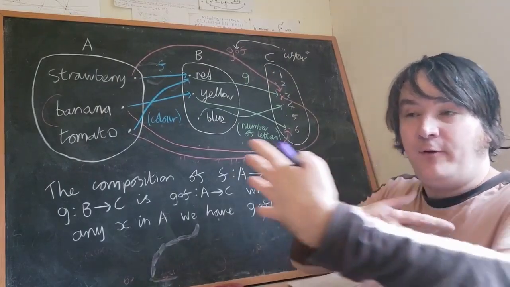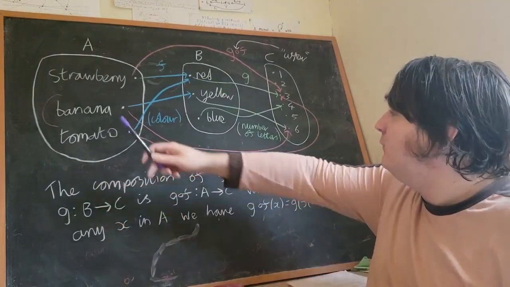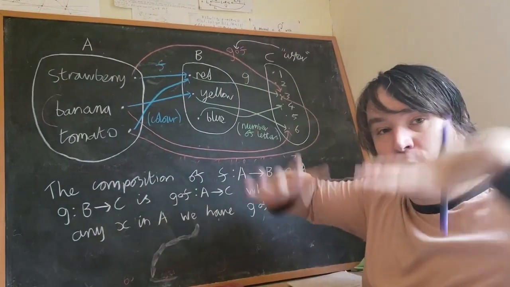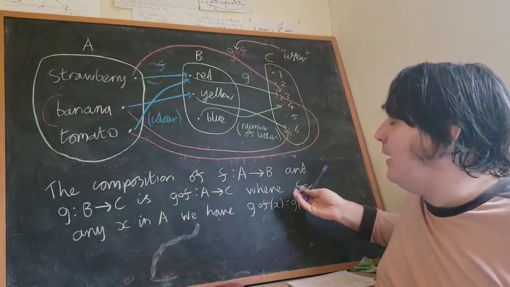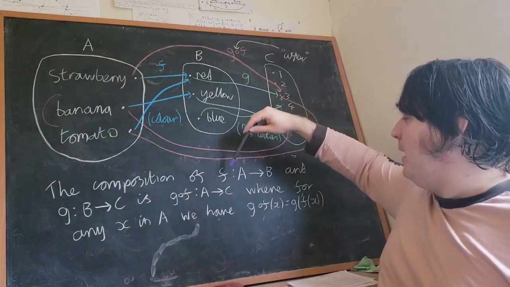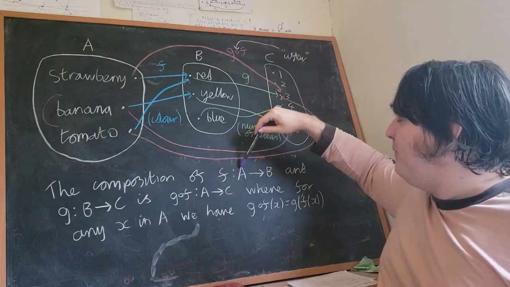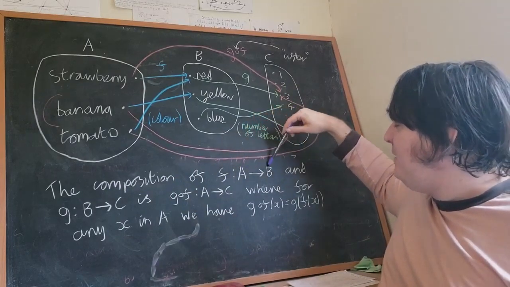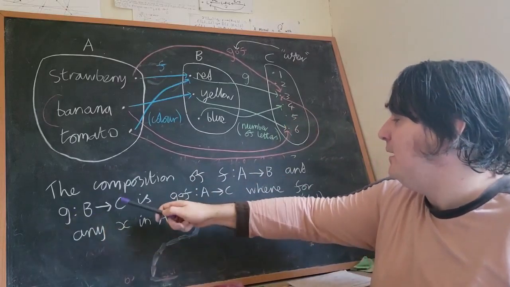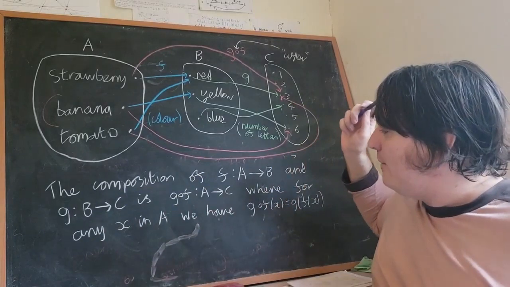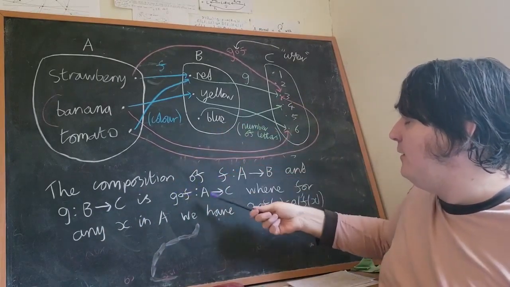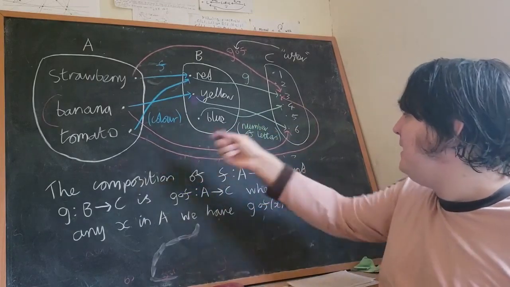Okay, so since this idea of function composition is really important for us, let's write down, at least semi-formally, what this means. The composition of this function f, which is a function from set A to set B, and this function g, which is a function from set B to set C, is this function here that we call g after f. And this is a function from set A to set C.